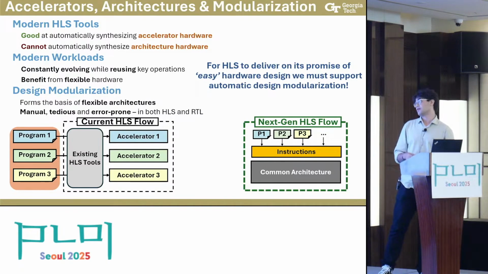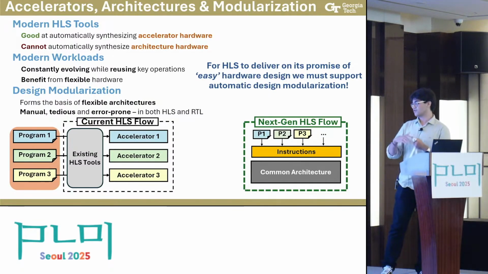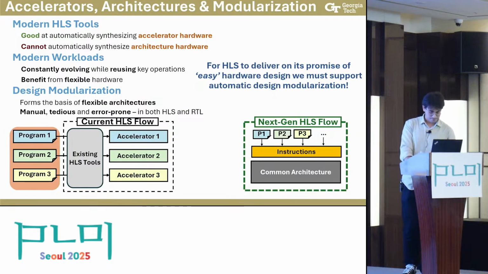And what I want to highlight is for HLS to continue to deliver on said promise, we need to support this automatic design modularization. We need to be able to determine a set of common modules for an input set of programs that's going to form a common architecture, something like this diagram on the bottom right. The next generation of HLS flow should take in many input programs and then determine the best common architecture for these input programs.